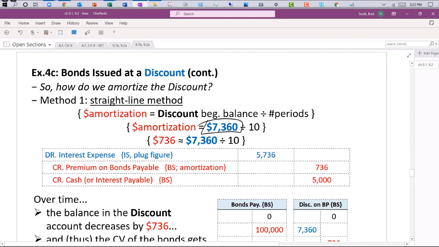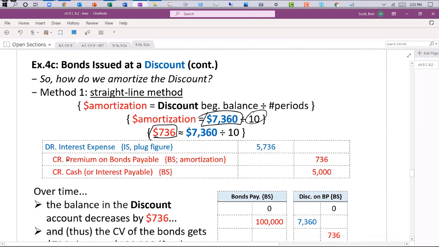Take the 7,360 divided by 10 periods. What do you get? 736 is the amount of amortization of the discount. Or is this premium discount? This should be discount. Good God, Brett. This should say discount. That's my bad. Discount on bonds payable. We plug in the 736. We plug in the amount that we have to legally pay. What's the difference? It's going to be the interest expense, 5,736.